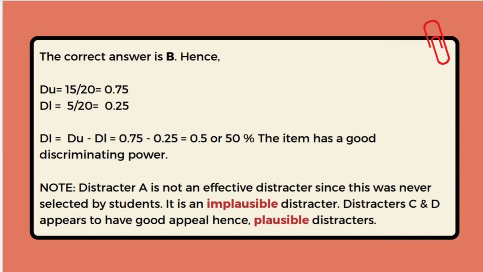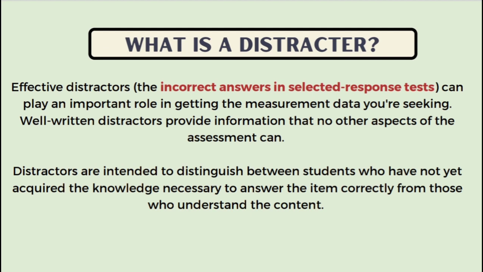Note that distractor A is not an effective distractor since this was never selected by students. It is an implausible distractor. The distractors C and D appear to have good appeal, hence they are considered plausible distractors. And now let us know what a distractor is.